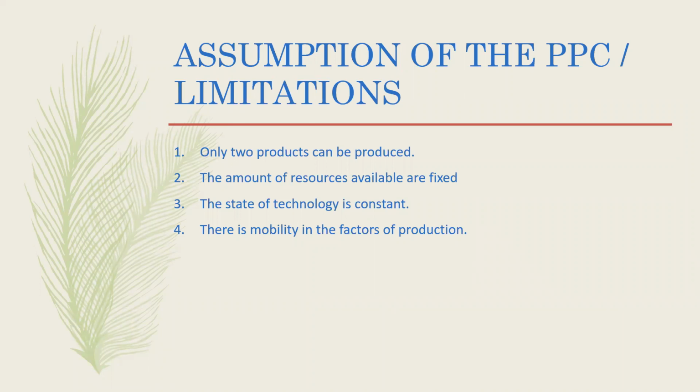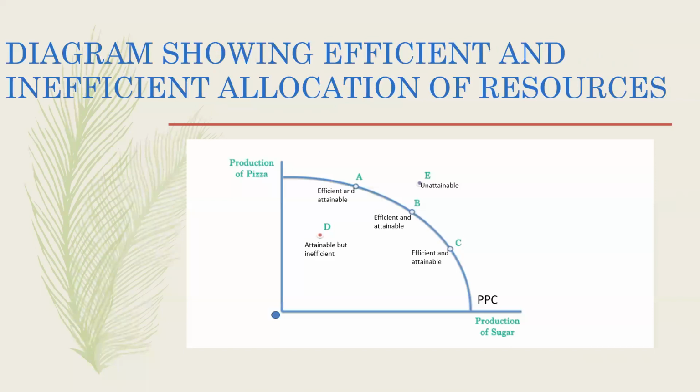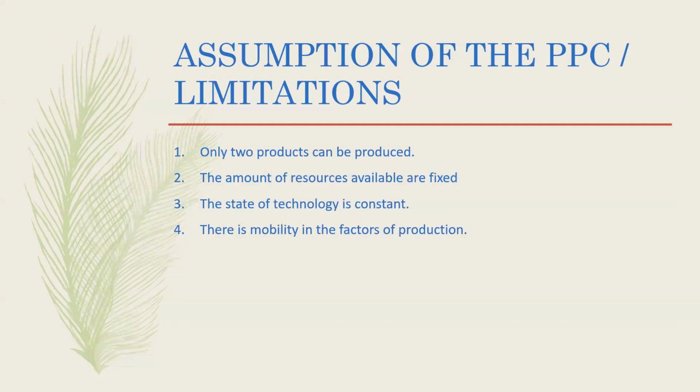Right? So we have to make these assumptions in order to now derive this PPC diagram. All right. So we're going to see how we can actually draw this now. Let's go. So this is the diagram showing efficient and inefficient allocation of resources. In other words, the diagram showing the PPC. We drew this diagram from these assumptions.